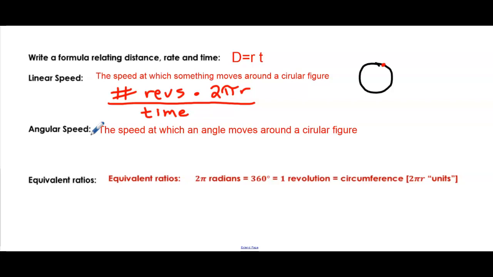So for your angular speed, you need to know your number of revolutions, so how many times it spins, times 2 pi. So your 2 pi, that's one full rotation. And then again, it's just over whatever time they give you.